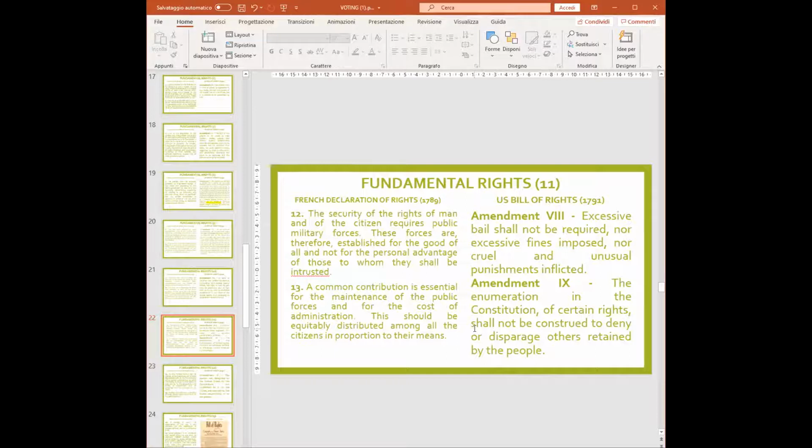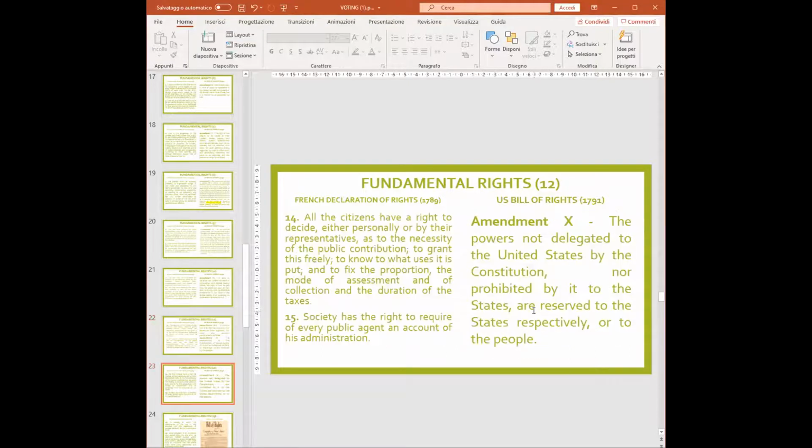So these, what they call penumbra rights, are rights that are not in the sun, they're not completely in the dark, they're in the shade. So this is the role of the 9th Amendment.